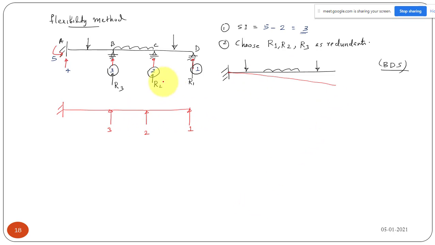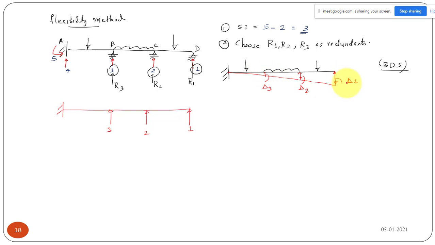Okay, so at this coordinate 1, due to the external load in the basic determinate structure, we can find out the deflection. Let me call that delta 1. And the next is this point, you can find the deflection delta 2, and next you can find the deflection in the basic determinate structure due to the given load at this location, that is delta 3.